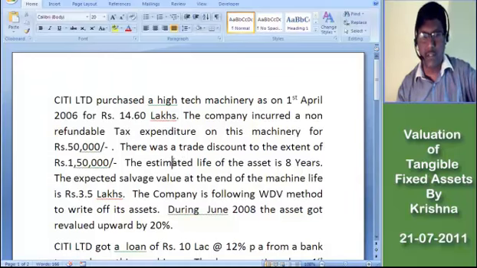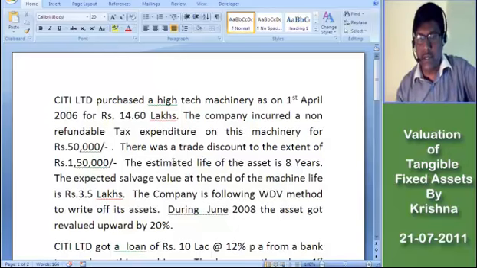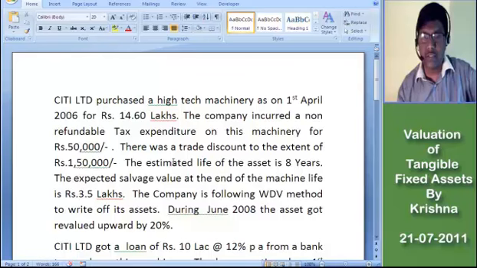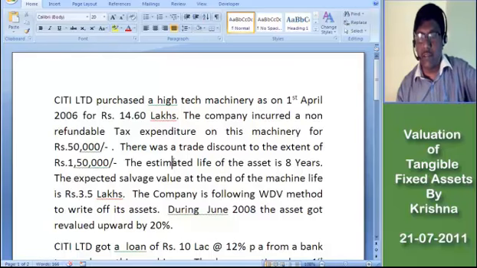Please read the problem. City Limited purchased a high-tech machinery as on 1st April 2006 for rupees 14.60 lakhs. The company incurred a non-refundable tax expenditure on this machinery for rupees 50,000. There was a trade discount to the extent of 1,50,000. The estimated life of the asset is 8 years.